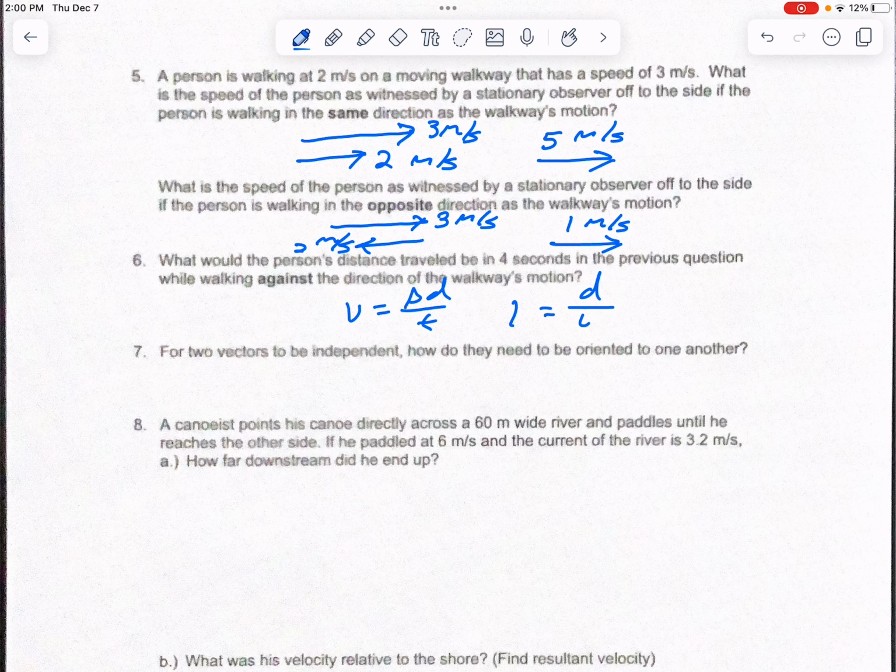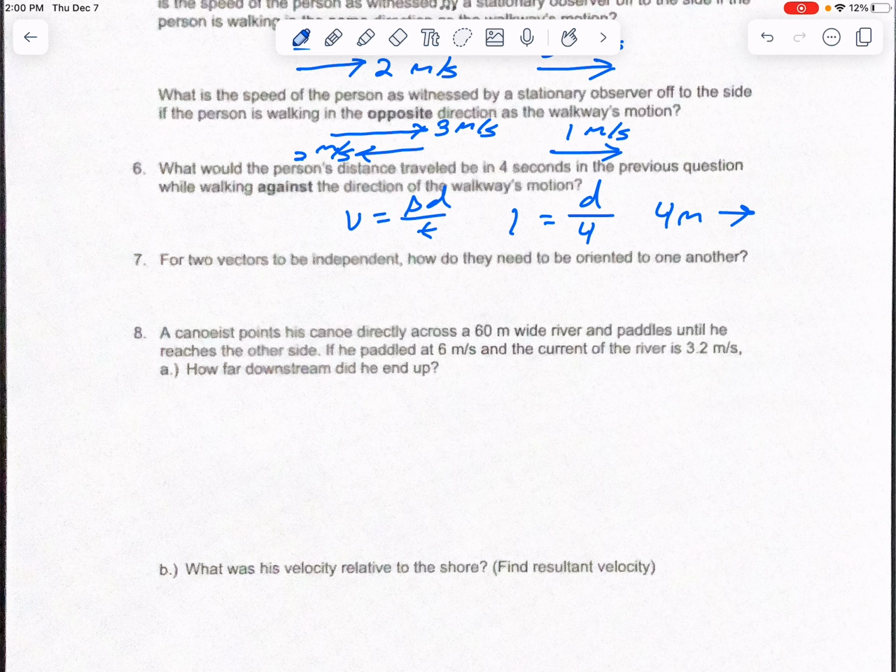Number 7, for 2 vectors to be independent, how do they need to be oriented? They need to be perpendicular. That means up and down does not affect left to right. So when you're doing things like the boat problem, the river does not affect the boat's time crossing the river. They're perpendicular, so therefore they do not affect each other. So you're looking for perpendicular there.